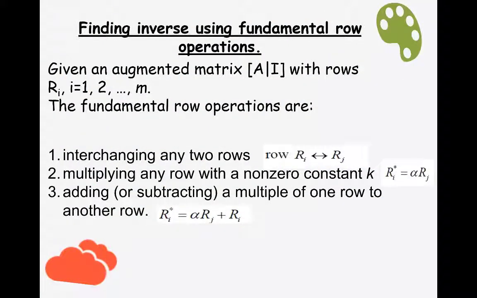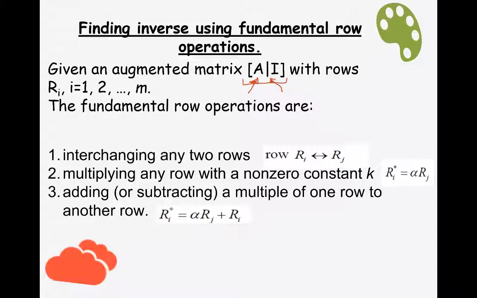If we want to use ERO, first of all we need to write our matrix in augmented form. So what is augmented form? Augmented form is writing your matrix on your left hand side and writing your identity on your right hand side. So this is an augmented matrix.